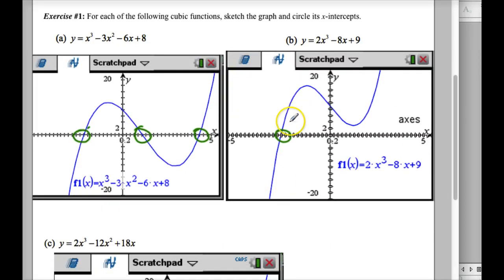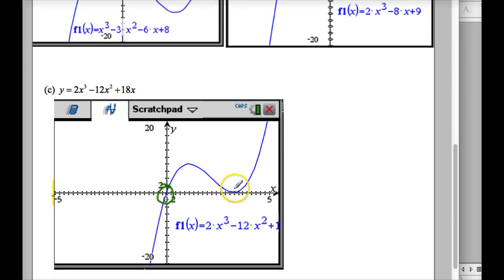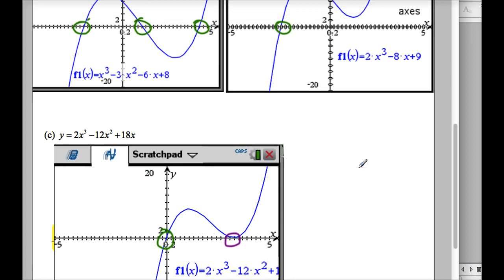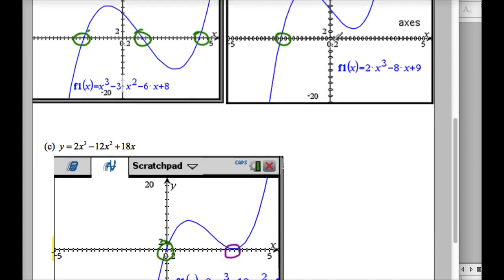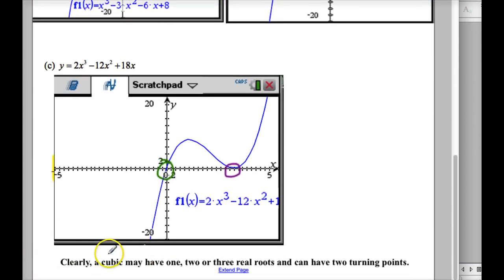Alrighty guys, so now that you got a chance to try those, I hope you got a graph that looks like this for B with one x-intercept, and then for C, we have two x-intercepts. All of these, notice the highest degree is 3. Those are called cubic functions. As you can see clearly, cubic functions can have 1, 2, or 3 roots, and can have 2 turning points.